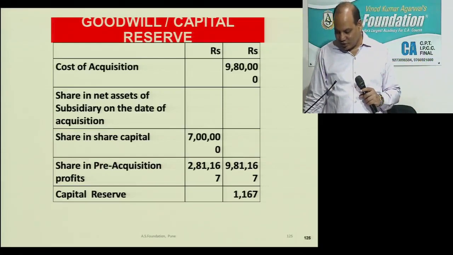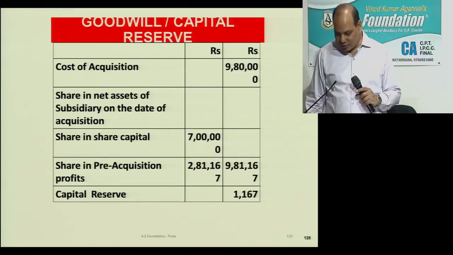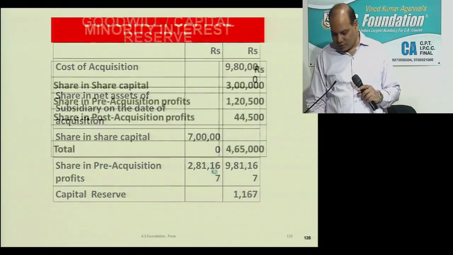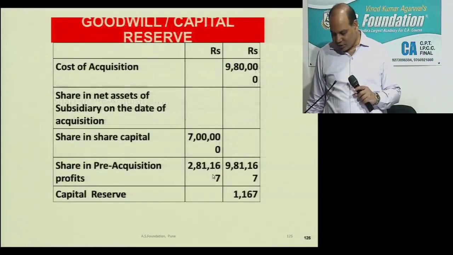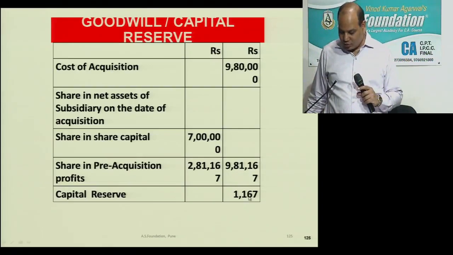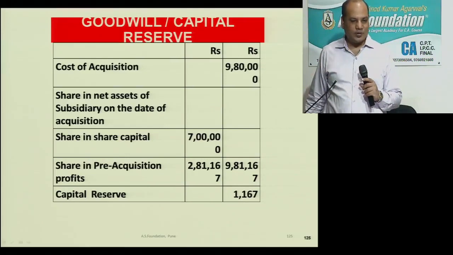1167. Check the answer. First write COA, cost of acquisition, 9,80,000. Share in net asset of subsidiary. Share in share capital, how much? 7 lakh. Share in pre-acquisition profit. That is why we prepared the previous working note. 2,81,167 is there. And then your total in the outer column is 9,81,167. Yes or no? And then goodwill or capital reserve. Capital reserve. How much?